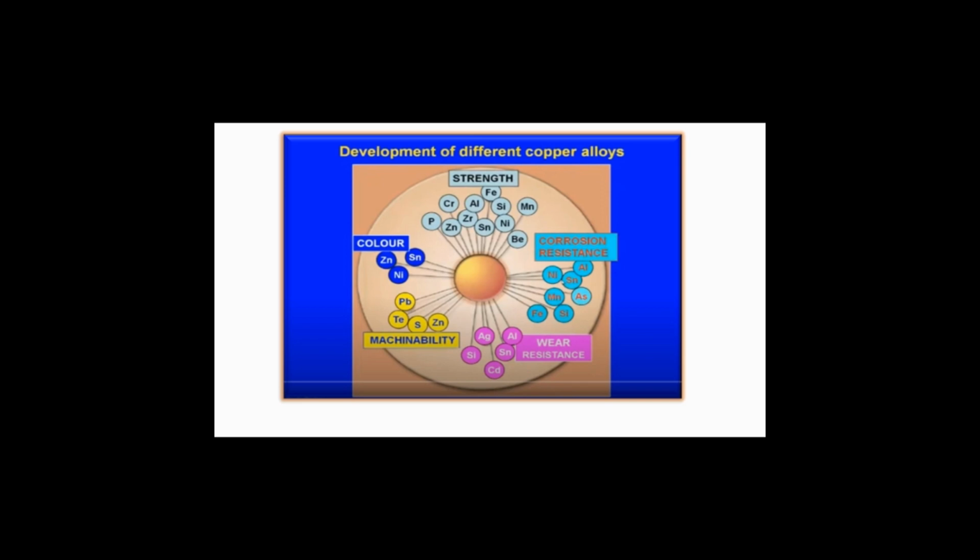Now machinability, if we want to improve the machinability of copper, then we need to add zinc, sulfur and all the materials that are mentioned there. And if we want to improve the color of copper, then we need to add zinc, tin and nickel. So all these alloying elements we need to add into the copper alloy, so that we can improve the strength, corrosion resistance, wear resistance, machinability and color. It depends on what your requirement is, and according to your requirement you should add the various alloying elements into the copper composition.